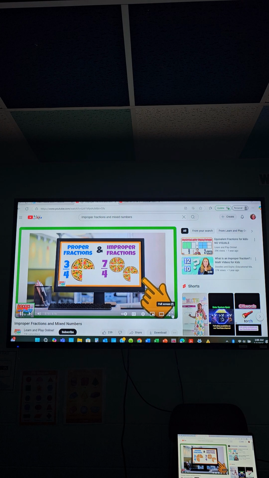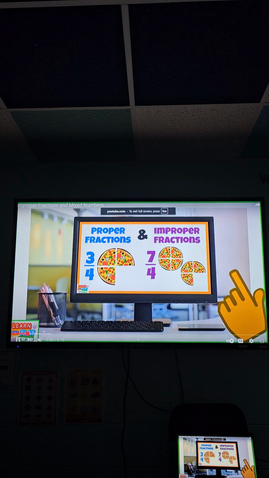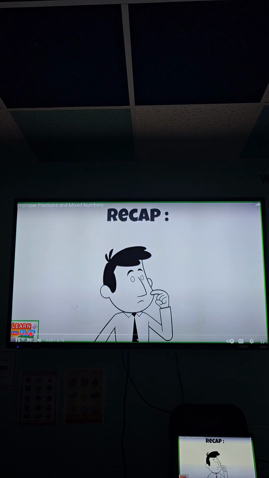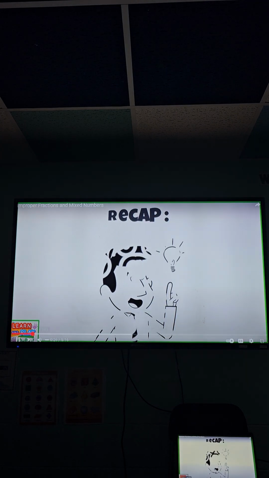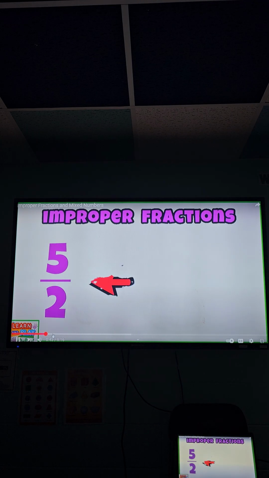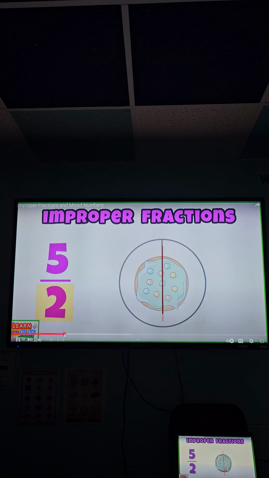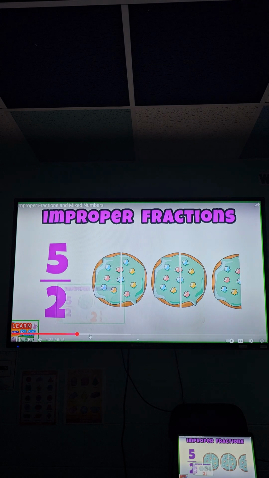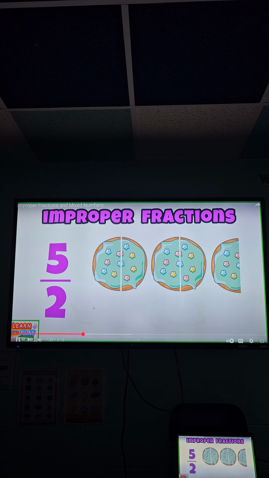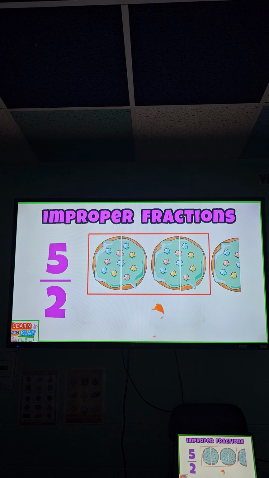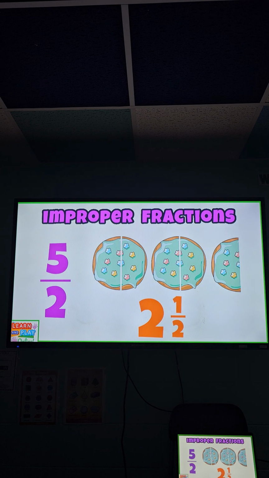The content in that video will help you understand the content in this one better. First, let's quickly recap what we know about improper fractions. How many donuts are there all together though? Well, here you can see that we have 2 whole donuts, and here is half of a donut. So altogether we have 2.5 donuts.